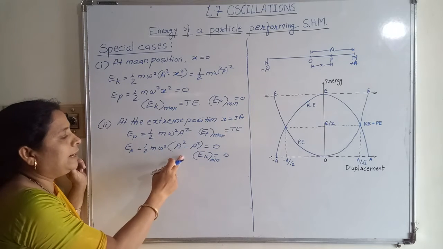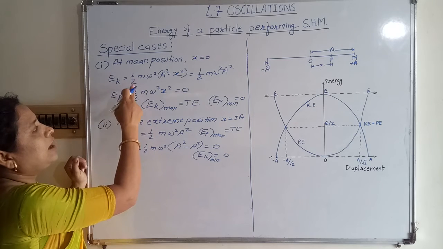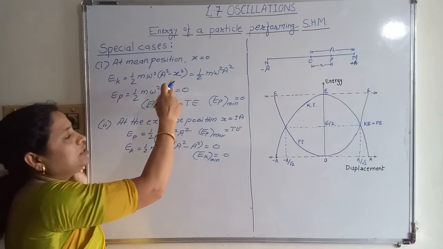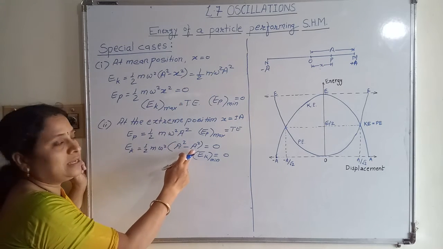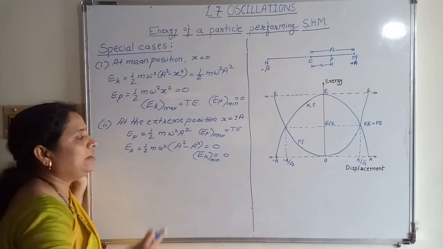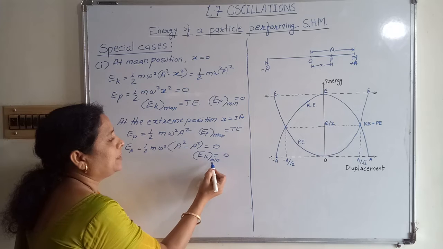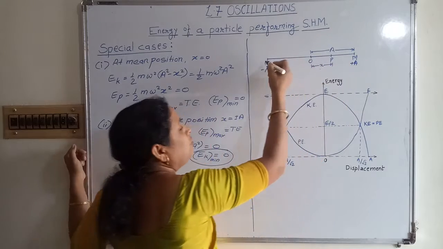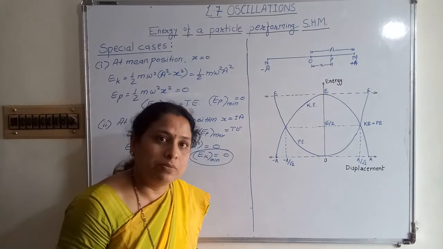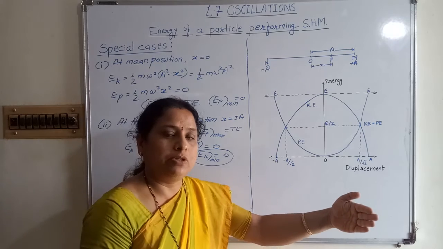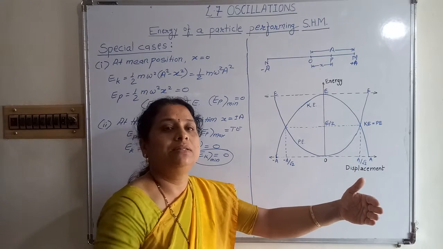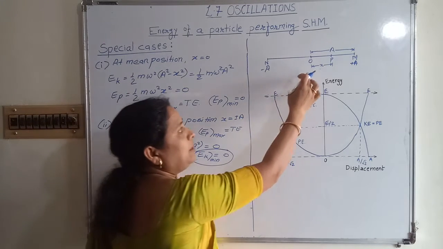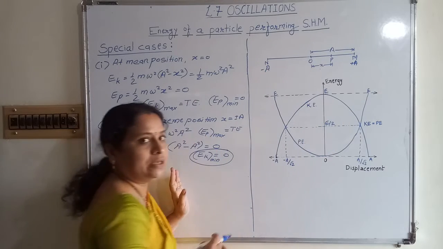Now in the formula of kinetic energy, half m omega square (a square minus x square), when we put the value of x equal to a, we get a square minus a square in the bracket, and we get the value 0. So I can say that the kinetic energy is 0 at both the extreme positions. As the kinetic energy becomes 0 there, the particle reverses the direction of motion. So the kinetic energy is maximum at mean position and 0 at the two extreme positions.